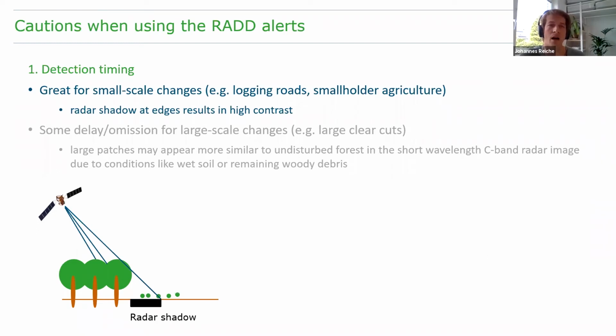For the detection timing, there's actually a great timing for small-scale changes, such as logging roads and smallholder agriculture, because we make use of something called the radar shadow. Because radar is side-looking, if there's a gap at the edge of the forest, we do not actually illuminate this area, and we get the shadow effect, so a very low value. That results in a very high contrast to a stable forest, and that enables us to detect these changes very clearly and very rapidly.